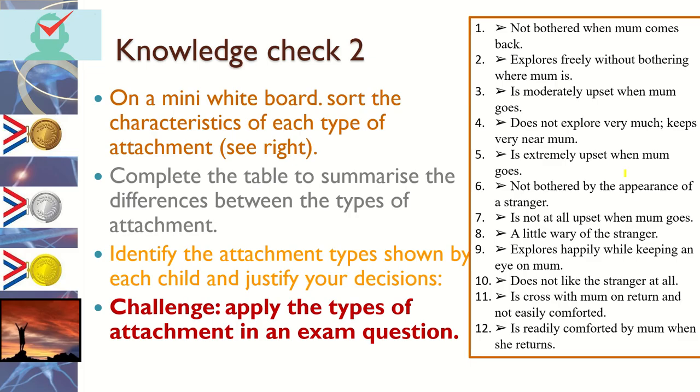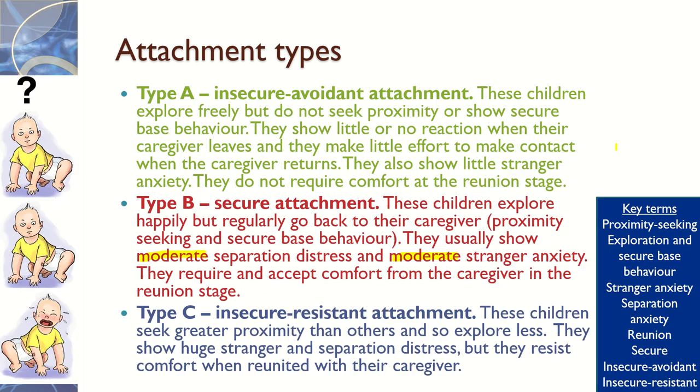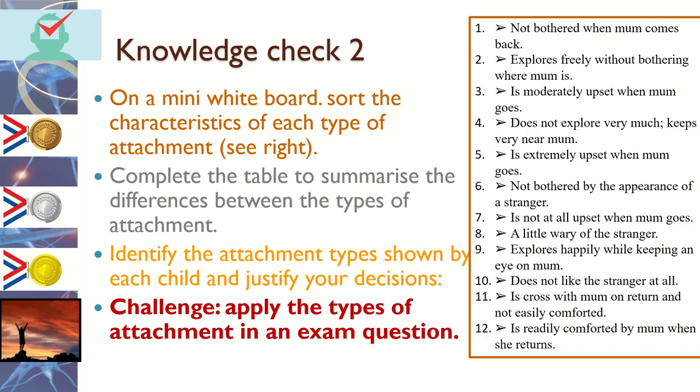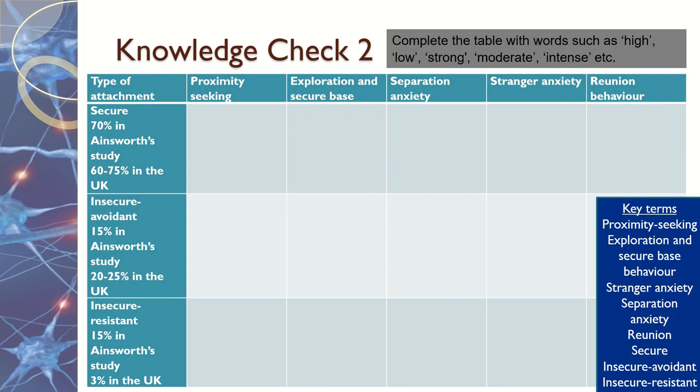Okay, so again, you might just want to do this activity, which is on your mini whiteboard: sort the characteristics of each type of attachment, to work out which one is which out of those 3, type A, B, or C. And then see if you can complete that. Hopefully your table should look something like this, and then we'll go through the answers to that table in a second, but you might just want to pause the video here and we'll go through them.